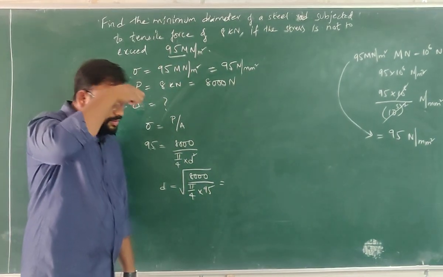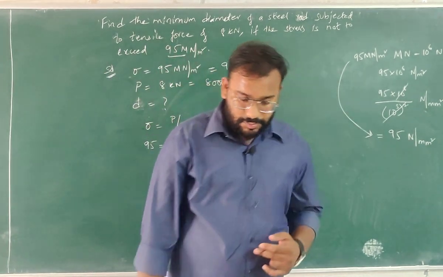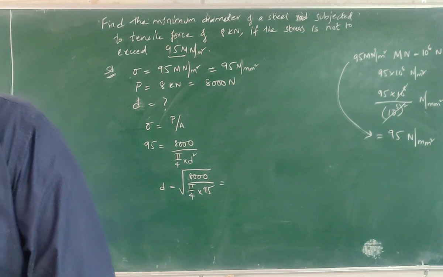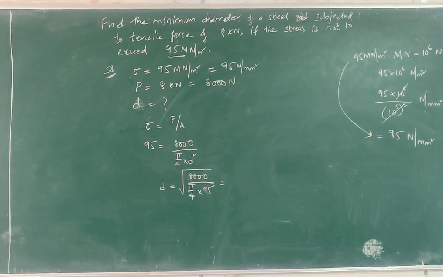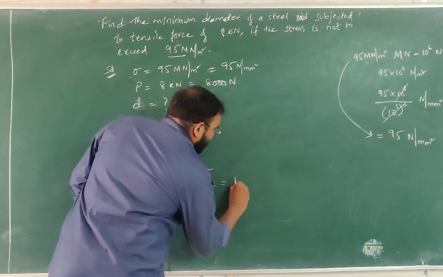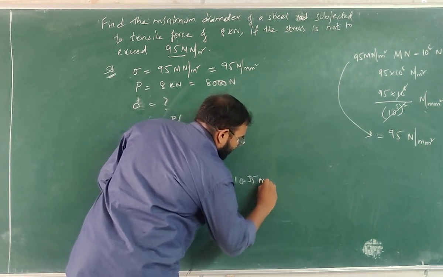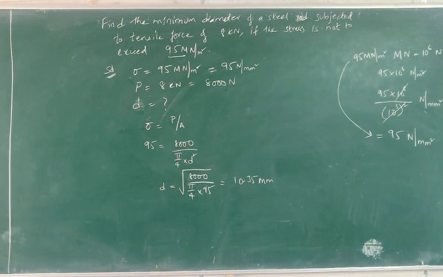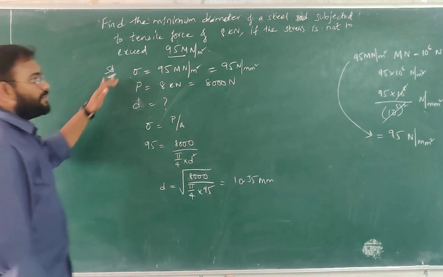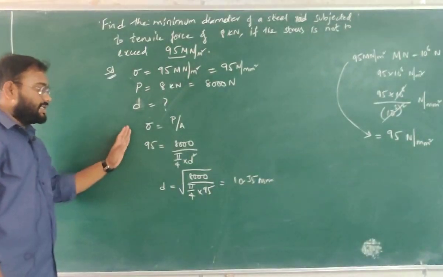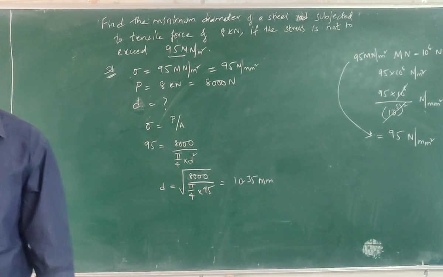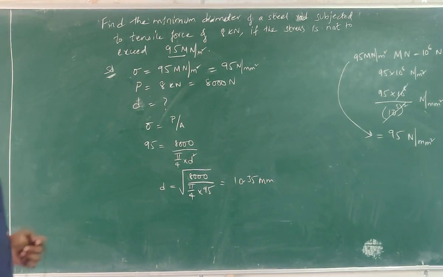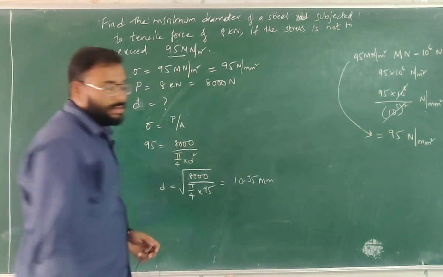10.35. One of you check the answer. Correct? So diameter required is 10.35 mm. Okay. So problem is clear. First we are converting the units into SI forms and we are using the basic formulas, that is stress and strain. Also you can calculate strain. Okay, you are not given the length, you cannot calculate strain.